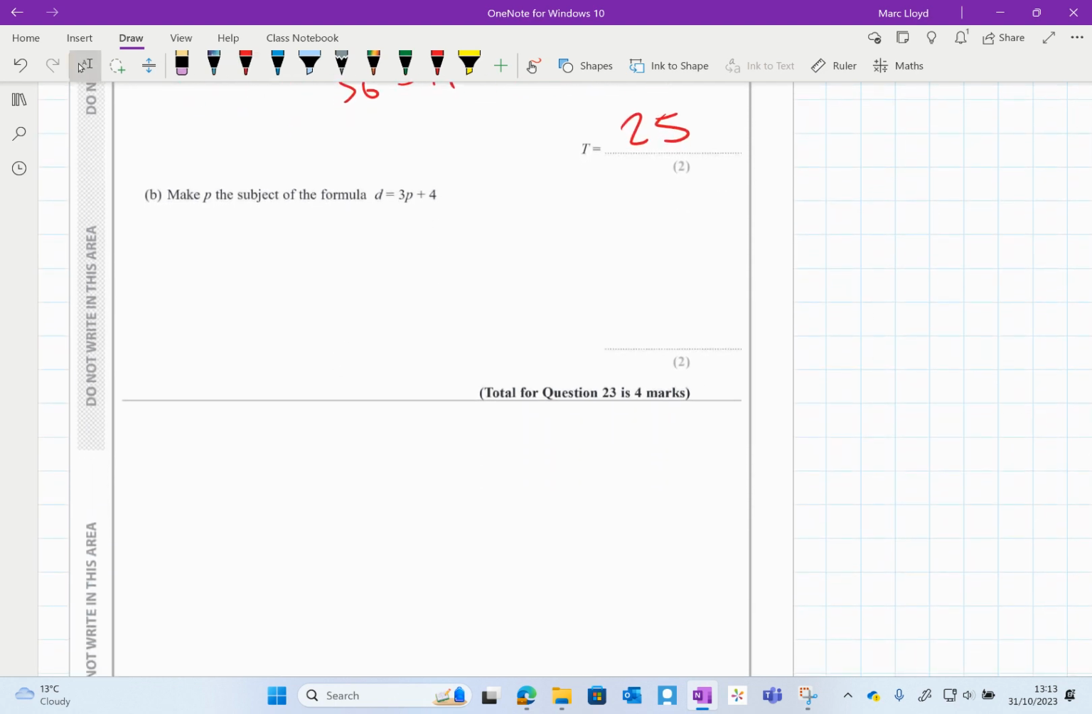All right, make p the subject of the formula. So at the moment, we've got times by 3 and add 4. So we're going to do the opposite. We're going to take away 4 and then we're going to divide by 3. So take away 4 from both sides gives us d minus 4 is equal to 3p. And then we divide by 3 on both sides. d minus 4 over 3 is equal to p. And that's our answer.